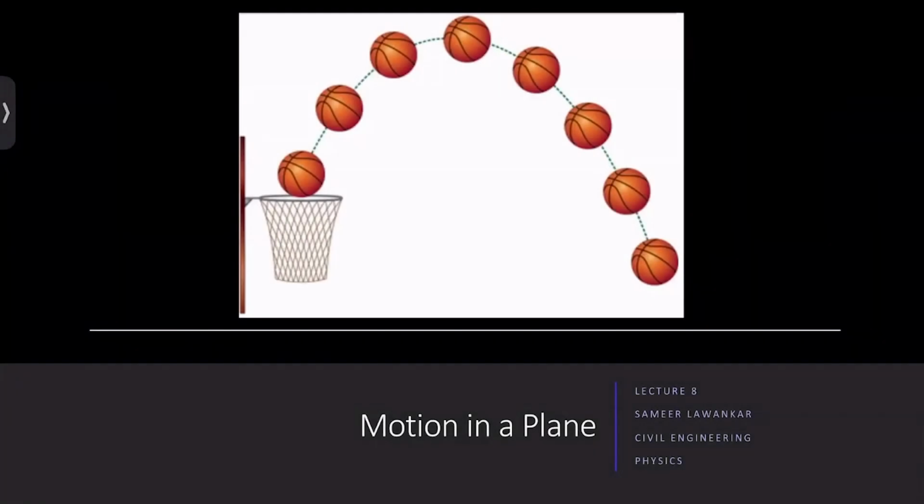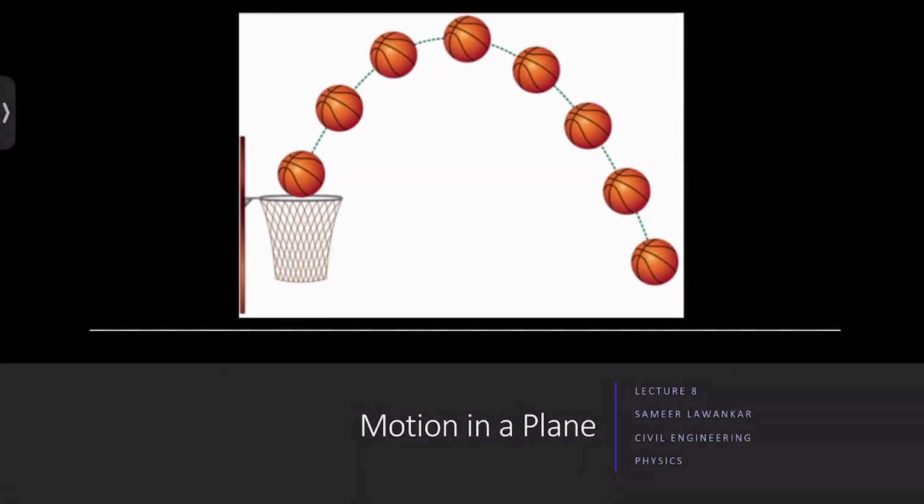So hello everyone again. This is lecture number 8 from motion in a plane. In the last discussion, we started with the concept regarding uniform circular motion, in which we were trying to understand about acceleration. We will begin with the further discussion regarding that topic only, and then end this chapter. So this will be the last lecture of motion in a plane. Let's start our discussion directly.